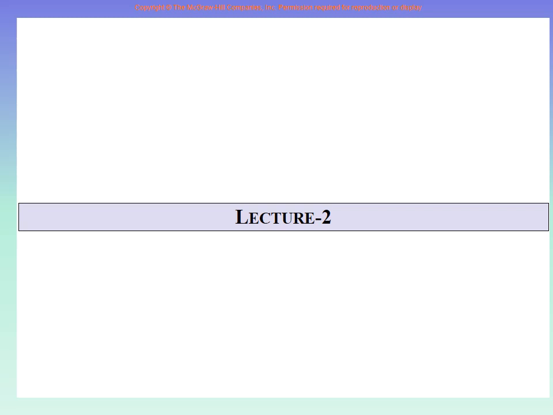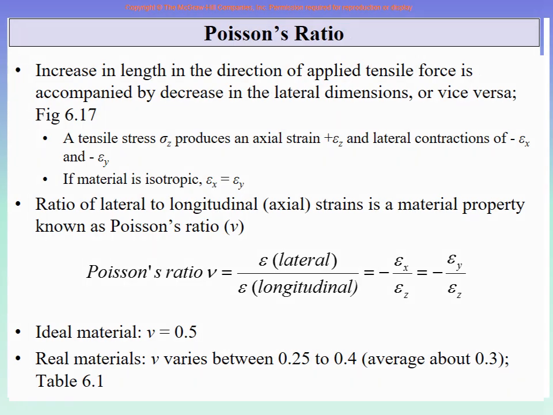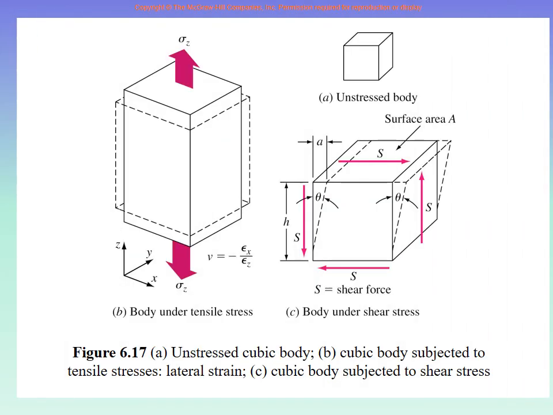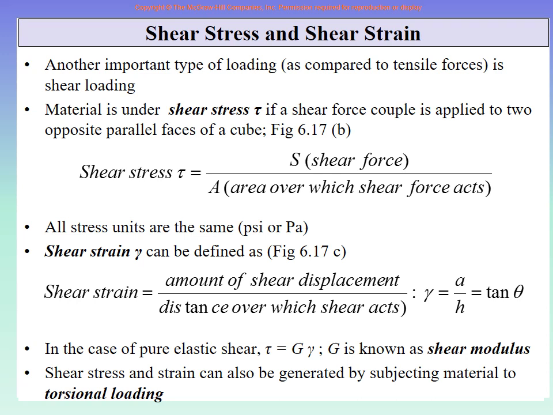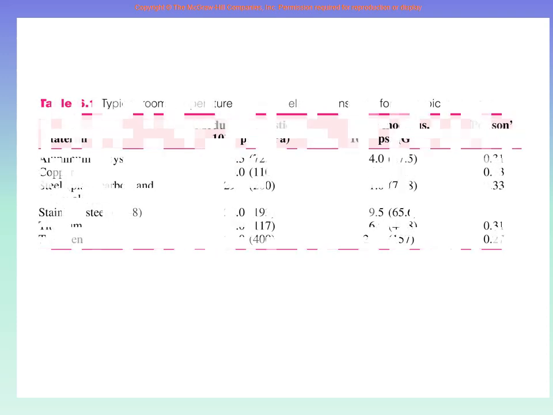Let us start by quickly going through what we covered in lecture 2 of chapter 6 last time. We talked about Poisson's ratio, described it with a figure. We talked about shear stress and shear strain and their units and their definitions. We gave you the three material properties of elastic modulus, shear modulus, and Poisson's ratio for some of the materials which are commonly used in engineering applications.